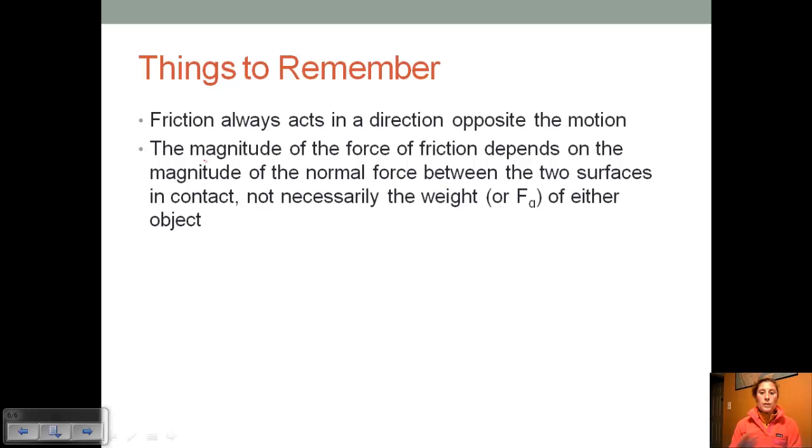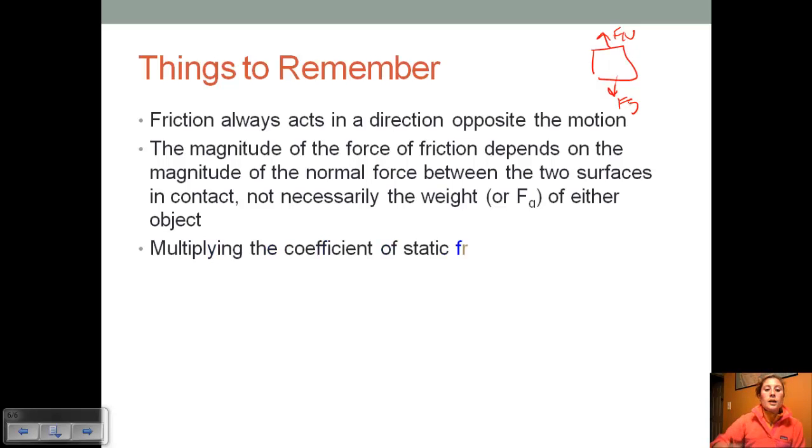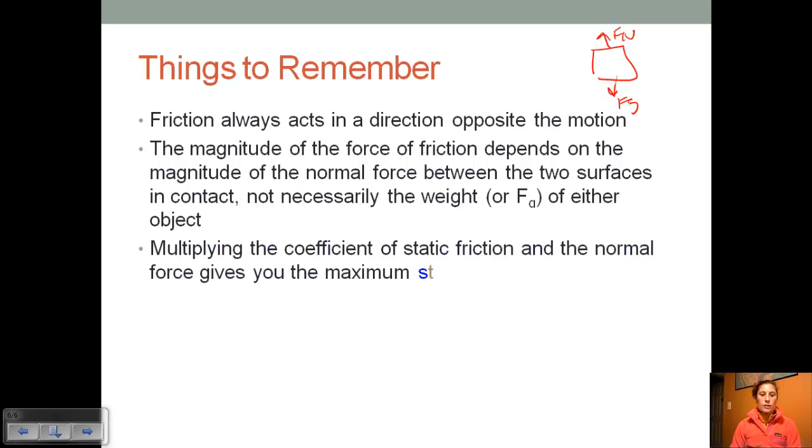Before, we've talked about how the normal force, F sub n, and the force due to gravity, F sub g, are equal and opposite. But now we're going to start talking about things at angles, and so no longer is the normal force going to be equal and opposite to gravity. When we're looking at force due to friction, it's going to depend only on that normal force and the coefficient, not on the force due to gravity. If we multiply the coefficient of static friction and the normal force, that gives you the maximum static friction force that's required to be overcome in order to get an object to move.